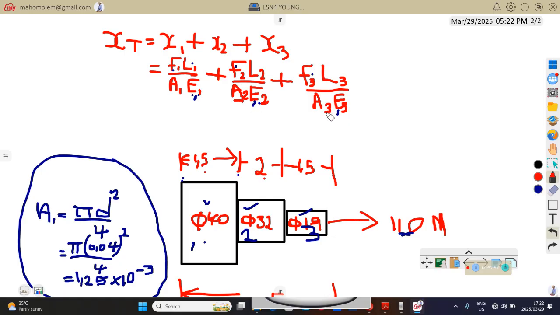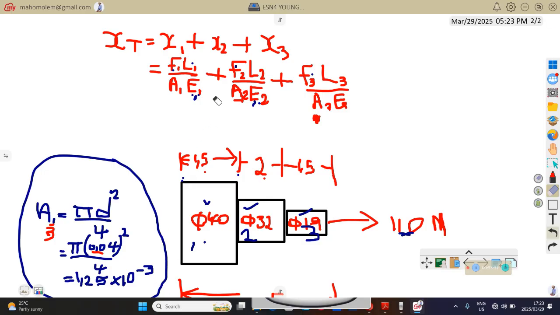Then you come again and calculate area 3. You use the very same formula. You replace this subscript by 3. The diameter for portion 3 is 19, so we're going to replace this by 0.019. You get the area, and the area that you get there is the one that you are going to use here. Then from there you have everything, and then you calculate total extension.